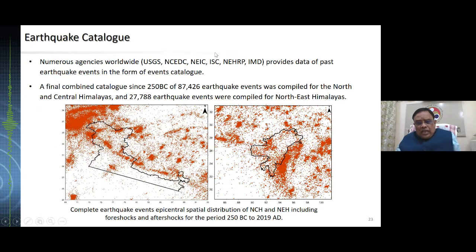So the earthquake catalog, you can see it here. Numerous agencies have contributed, like the United States Geological Survey, USGS, and Northern California earthquake data. Please note that after the GMPE is developed, we have taken events from across the world, from all the sources, for our probabilistic and deterministic hazard analysis. That means a final combined catalog since 250 BC, with 87,426 earthquake events, was considered. And in this, all the procedures were done.